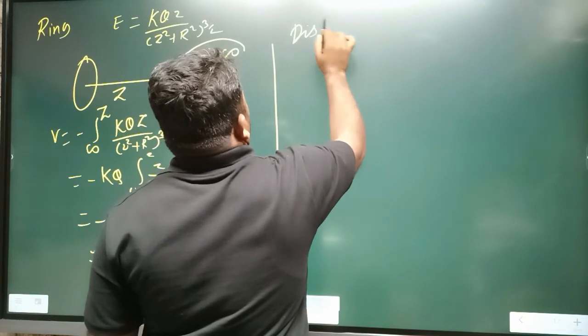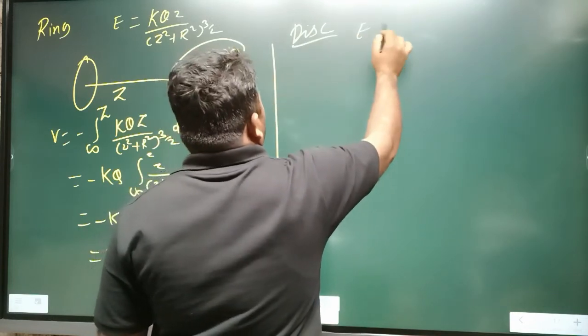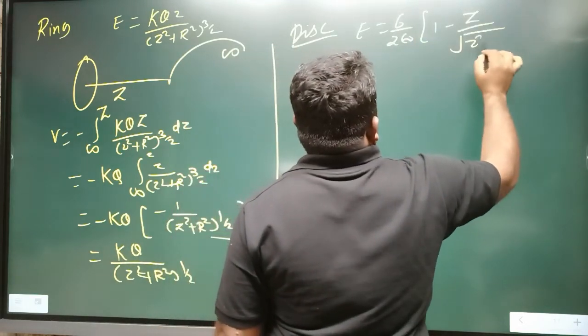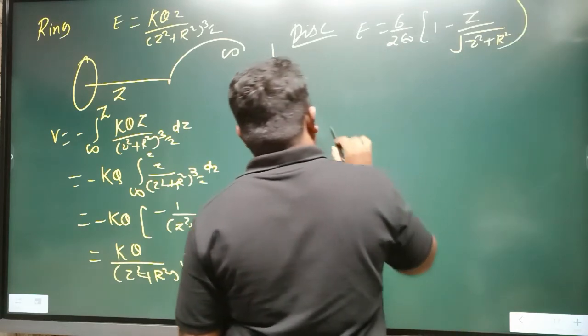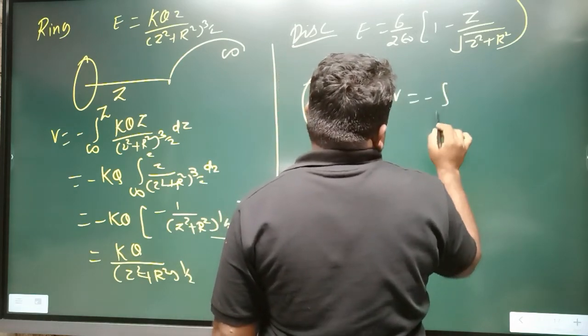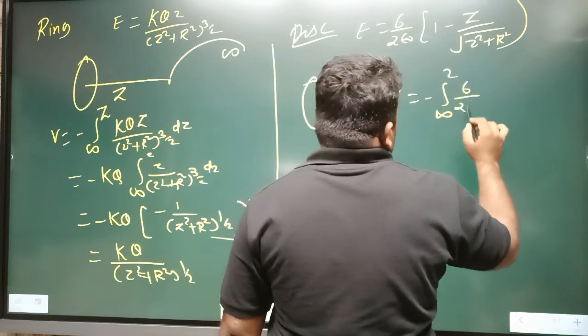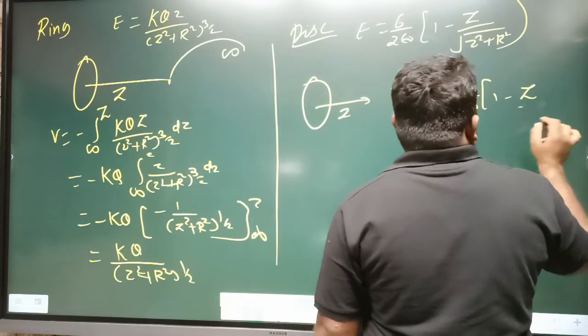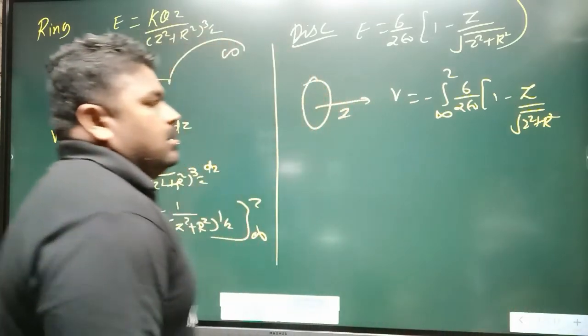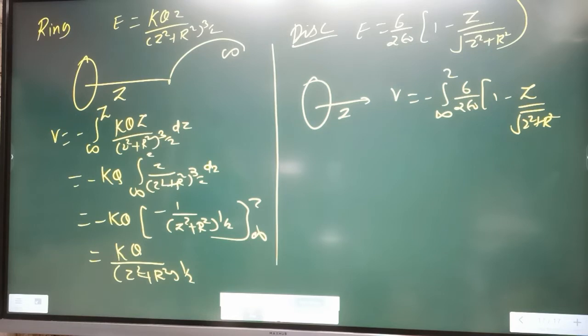Disk. Electric field E is equal to sigma by 2 epsilon naught times 1 minus z upon under root z square plus r square. Yes. V is equal to the integration from infinity to z of sigma upon 2 epsilon naught times 1 minus z upon under root z square plus r square, bracket complete, dz.